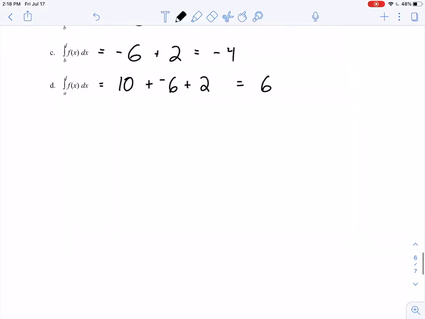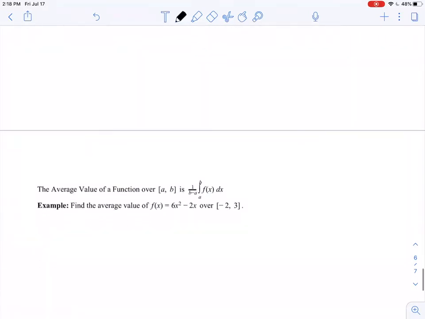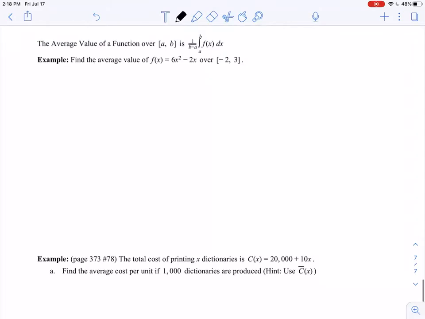The last big idea for this section is average value. So if I want to evaluate the average value of a function over an interval, so say from a to b, it's simply the definite integral of our function from a to b, so just the definite integral from a to b, and then we'll divide that by the length of our interval, 1 over b minus a.